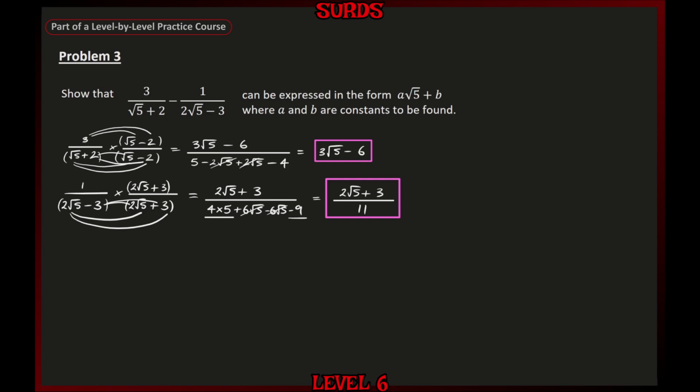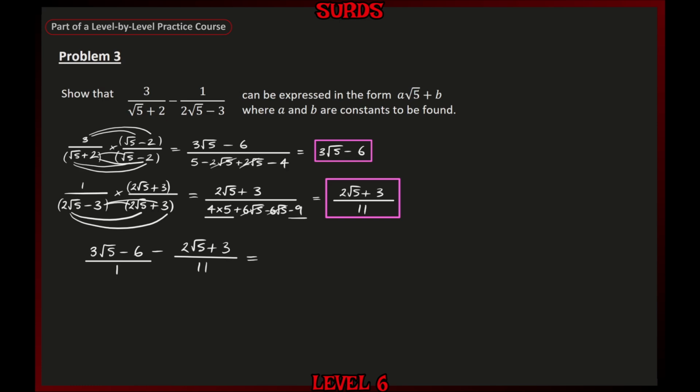We now need to subtract these two terms. So our first fraction, which we can now rewrite as 3 root 5 minus 6, we can subtract from that 2 root 5 plus 3 all over 11. Now here, what we'd like to do is combine the two, but we have different denominators because the first expression that we found earlier actually has a denominator of 1. So what we need to do is create common denominators, combine these, simplify them, and hopefully get them in the same form as we're given in the question.